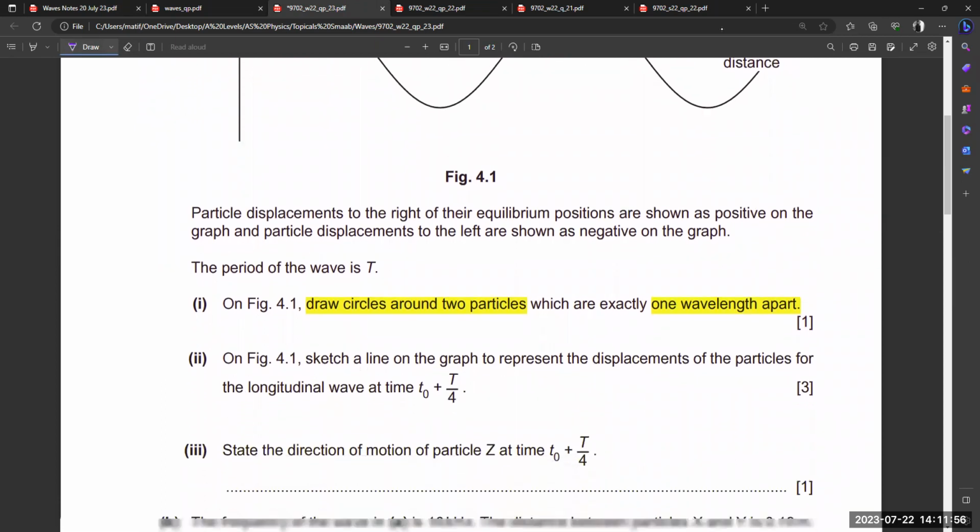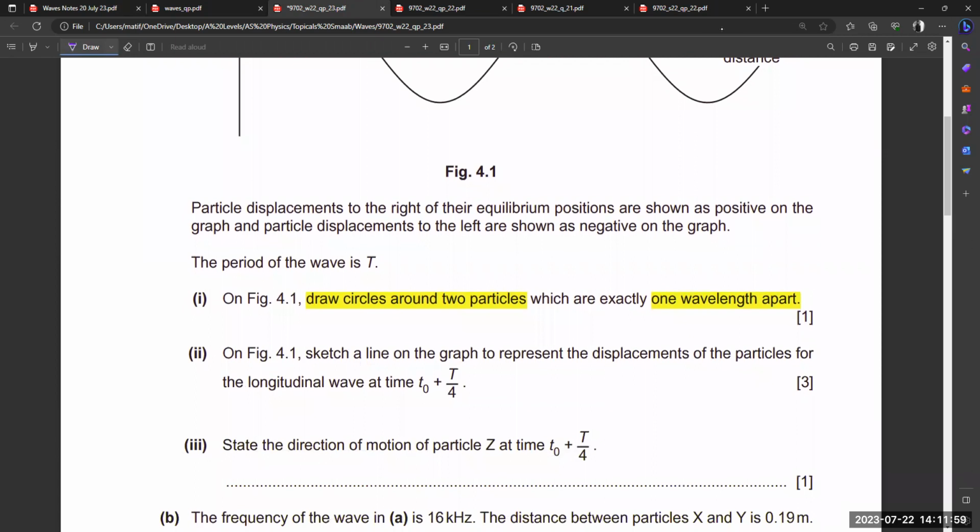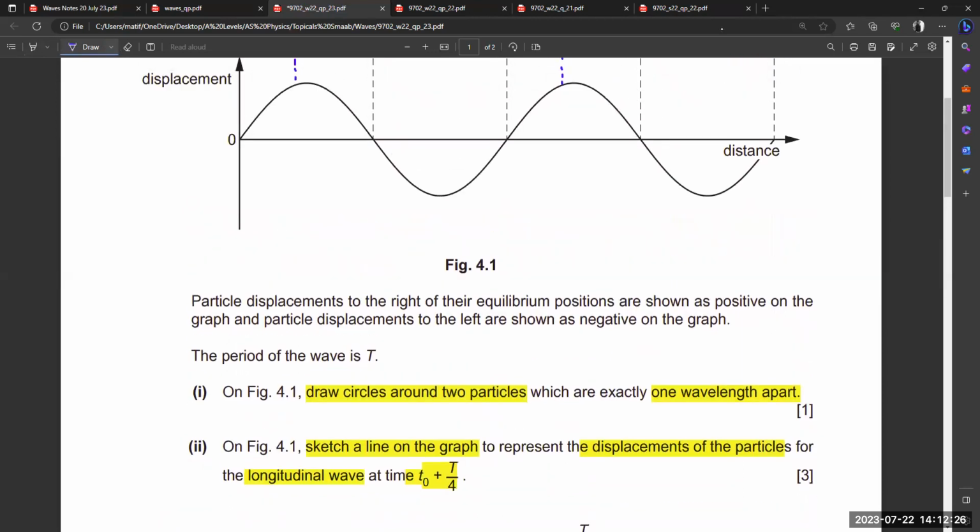And in the second part, on figure 4.1, sketch a line on the graph to represent the displacements of the particles for the longitudinal wave at time t equals t naught plus T over 4. So this is something different. We need to add a new line on the graph that will show the displacement of particles for the longitudinal wave at time t naught plus T over 4.